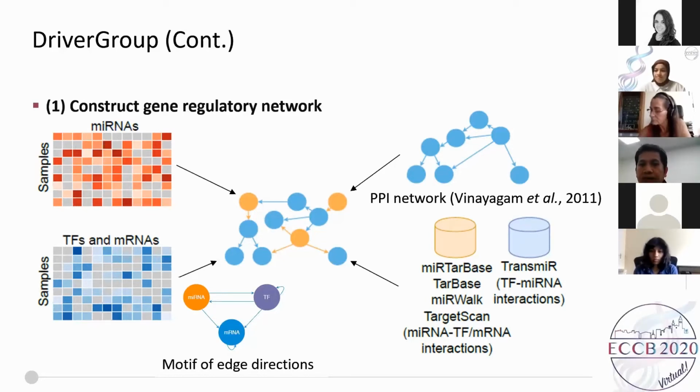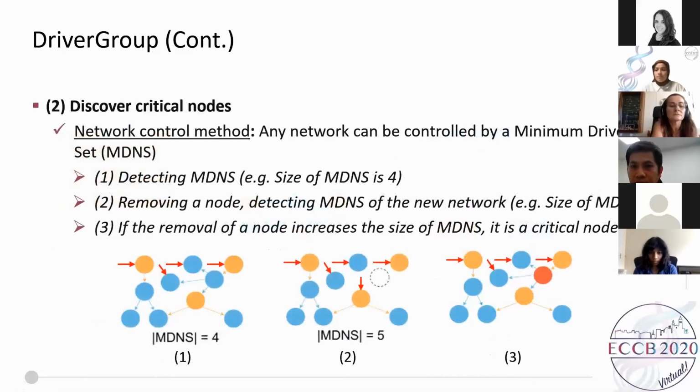And to keep just the real interactions between the nodes, we refine the network with existing databases about gene interactions, including protein-protein interaction, microRNA-coding gene interaction, and transcription factor-microRNA interaction. In the second stage, we discover the critical nodes in the regulatory network built in the first stage.